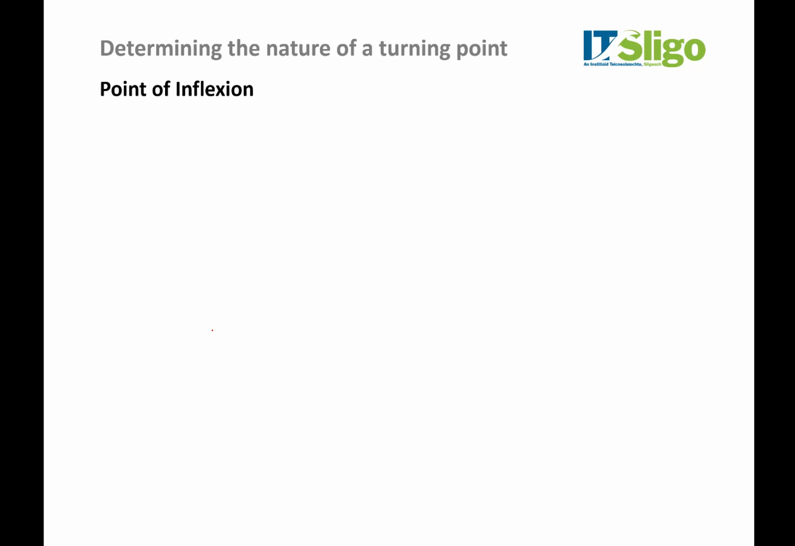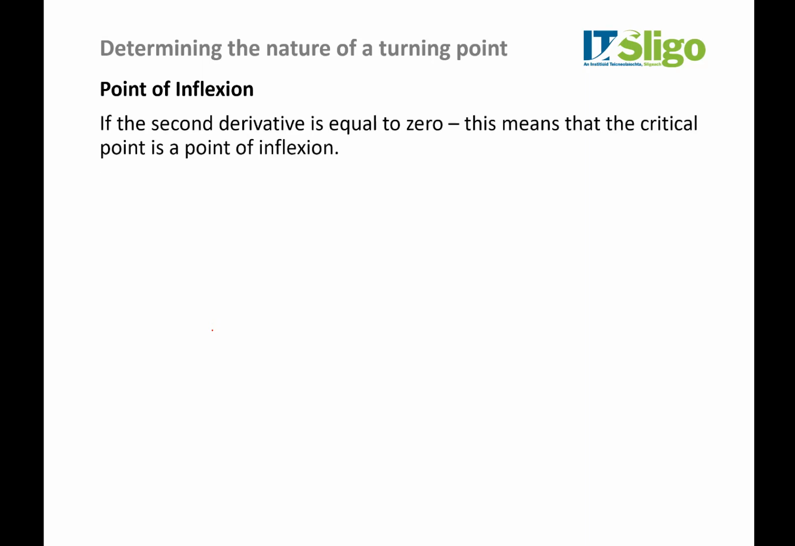So for a point of inflection, well, we've looked, a minimum point is if the second derivative is positive. A maximum point has a second derivative that's negative. A minimum point has a second derivative that's positive. For a point of inflection, well, it's neither positive or negative. The only thing it can be is 0. If the second derivative is equal to 0, that means you're looking at a critical point, which is a point of inflection.